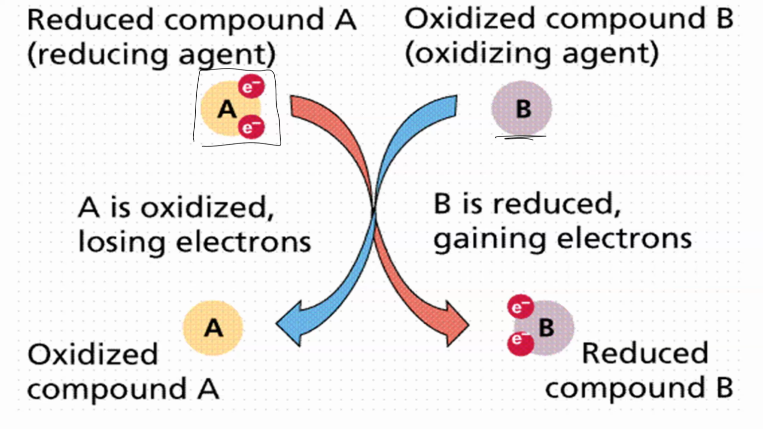So you have to have a reducing agent and an oxidizing agent working together. As the reducing agent A comes and meets the oxidizing agent B, the 2 electrons are transferred here, and so B picks up the 2 electrons and A loses the 2 electrons to become A with a neutral charge, and B becomes its reduced compound with the 2 extra electrons.